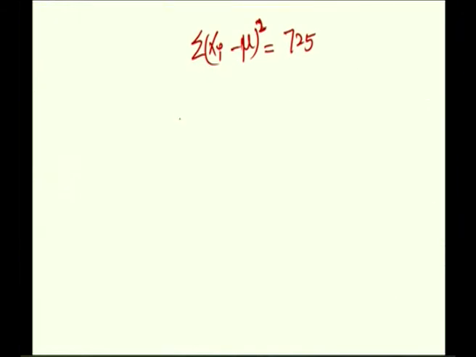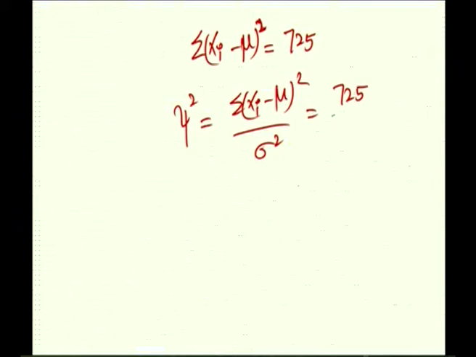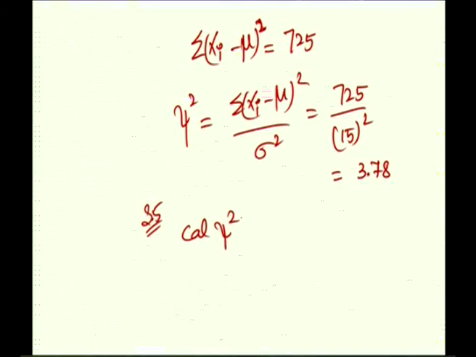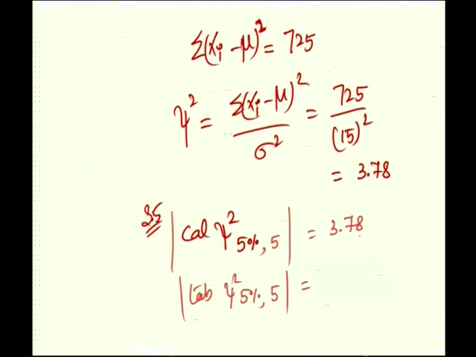Okay. Now, the chi-square value, chi-square is summation xi minus mu whole square by sigma square, which is 725 by 15 square, and this value comes to be equal to 3.78. Now, we have come to the comparison part. So, the calculated value of chi-square at 5%, 5 degrees of freedom is 3.78 and the tabulated chi-square at 5%, 5 degrees of freedom is 1.15.